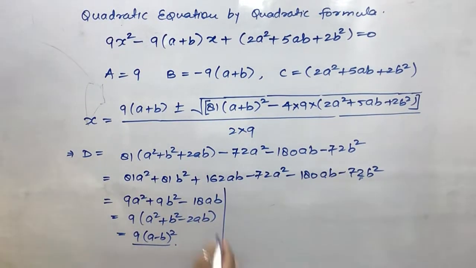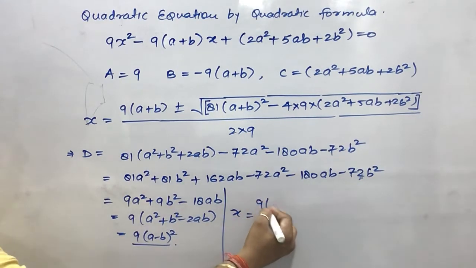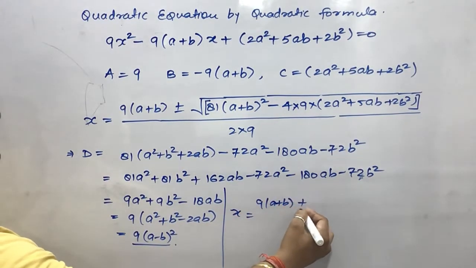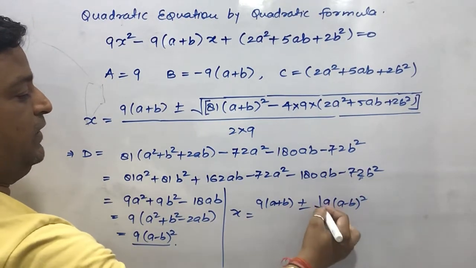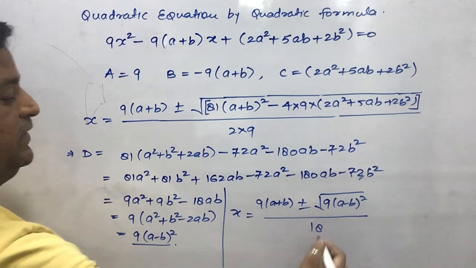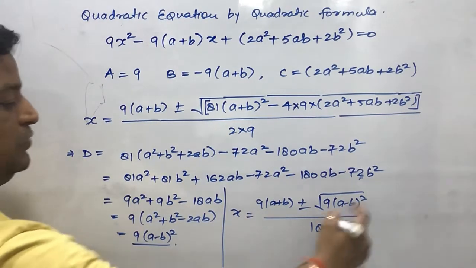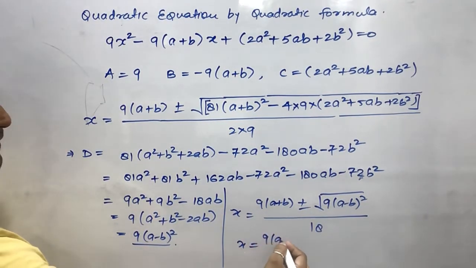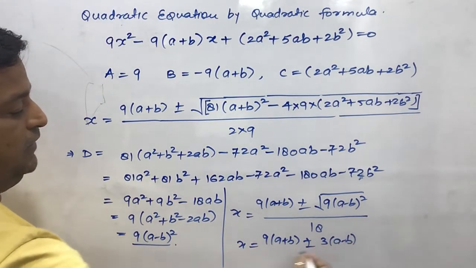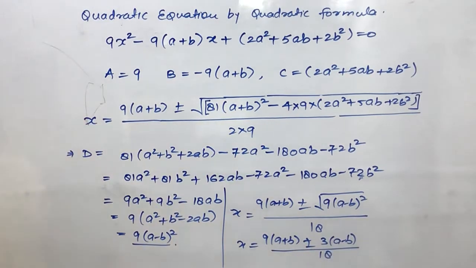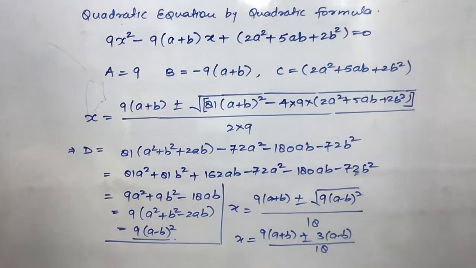अब हमें करना क्या है वो देखिए आप. So x is equal to 9 times of (a plus b) plus minus, it is what, 9 (a minus b) whole square upon 18. When I will solve this root, what I will get? 9(a plus b) plus minus 3(a minus b) by 18. Now taking the positive and negative sign, now I am writing this with the help of a black pen, so you can understand the difference.